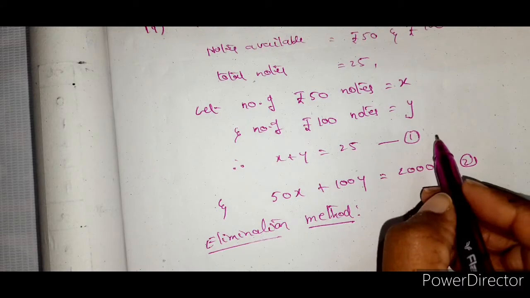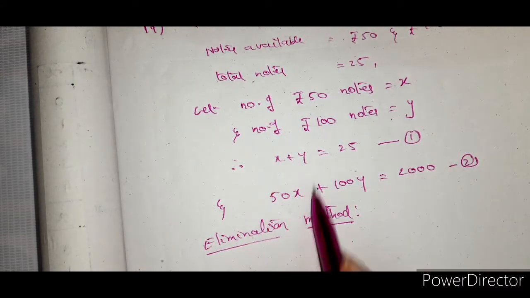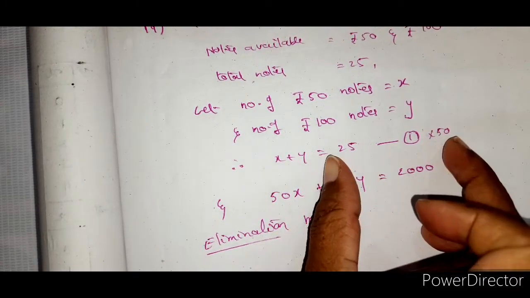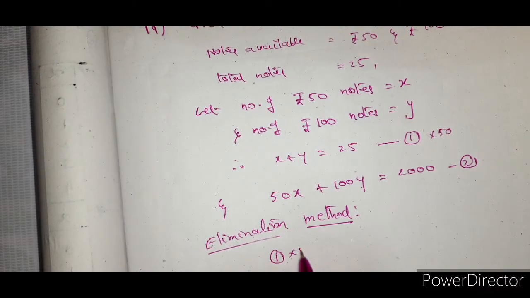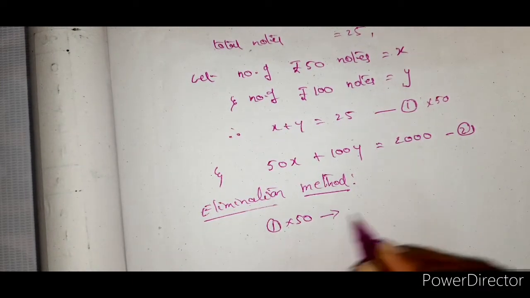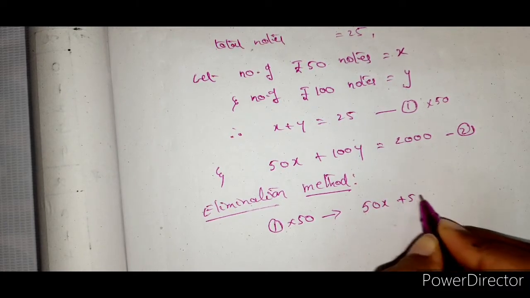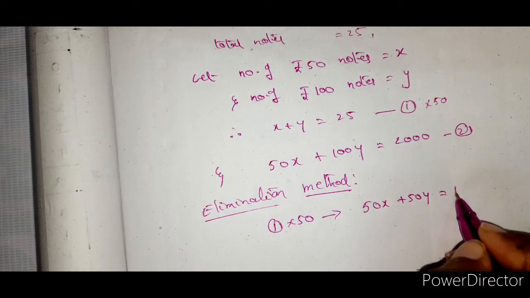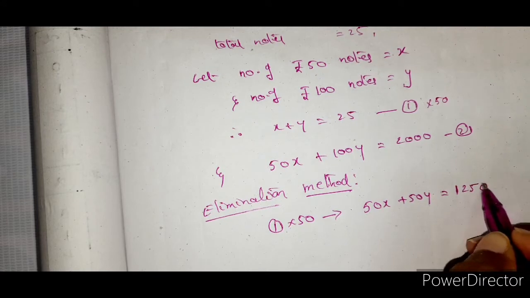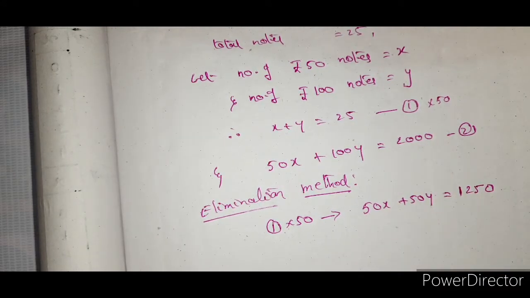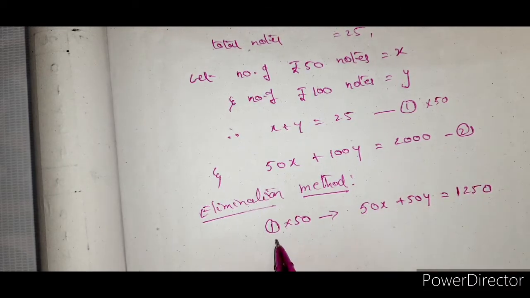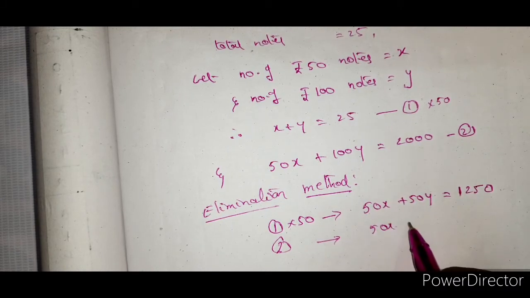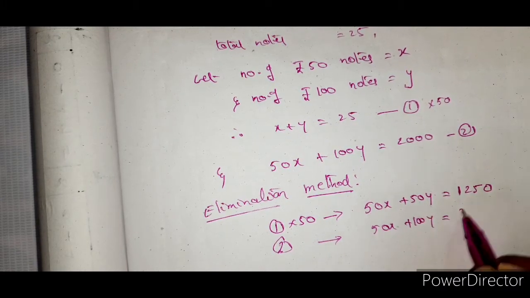Right? So therefore what are we going to do? Elimination. Any one variable. Suppose we are eliminating X. So I have to multiply the first equation with 50. Then only I can eliminate it easily. Right? So therefore equation 1 into 50 gives me 50x plus 50y is equal to, so 5 25s is 125, right? So 1250. Next, the second one as it is: 50x plus 100y is equal to 2000.